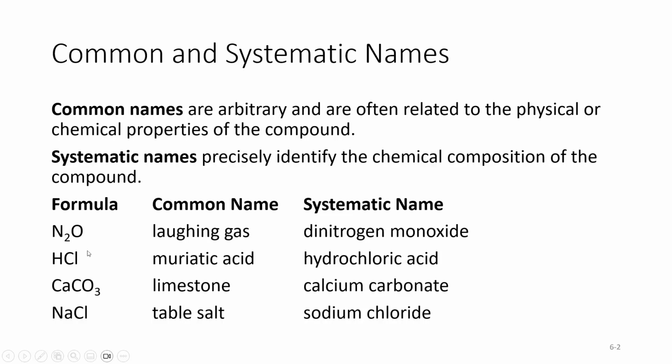So N2O is laughing gas as the common name, but its systematic name is dinitrogen monoxide. HCl, common name muriatic acid, systematic name is hydrochloric acid. CaCO3 is limestone as a common name, but its systematic name is calcium carbonate. And NaCl is table salt, but its systematic name is sodium chloride.